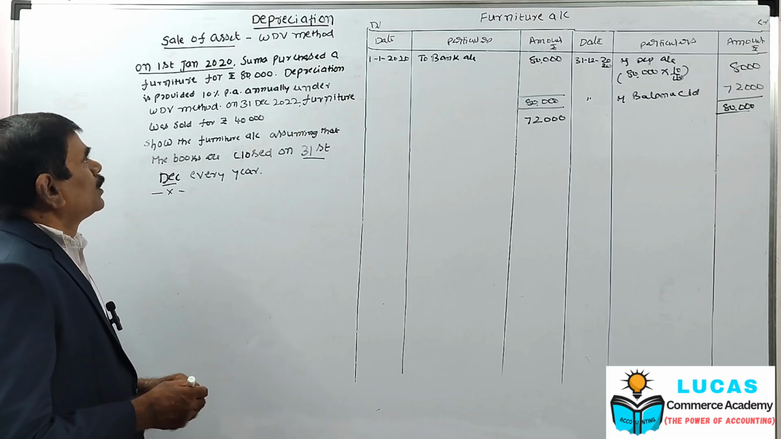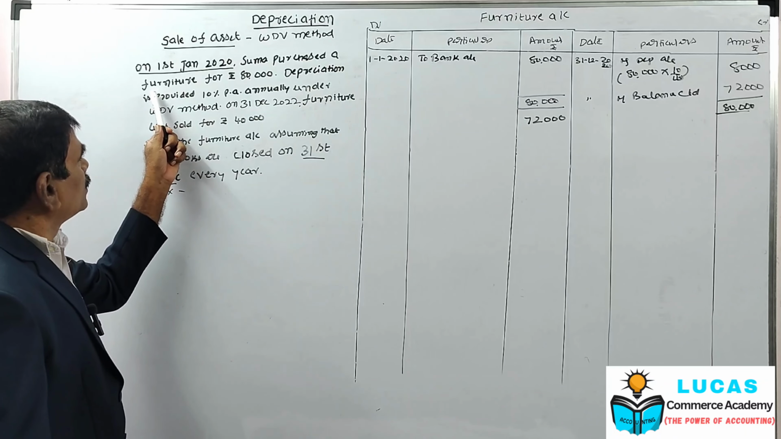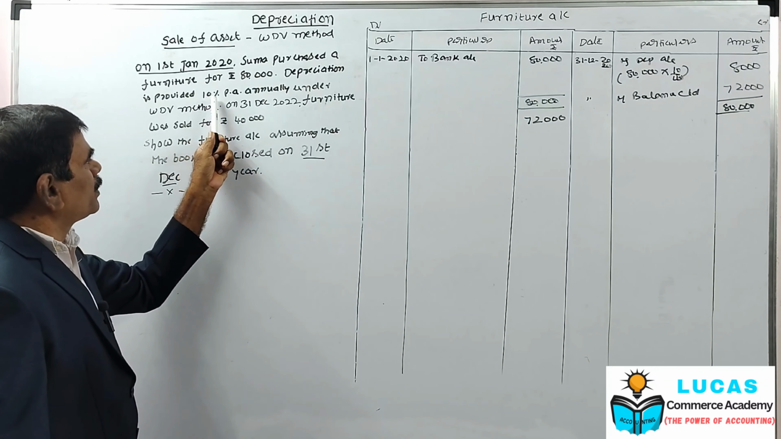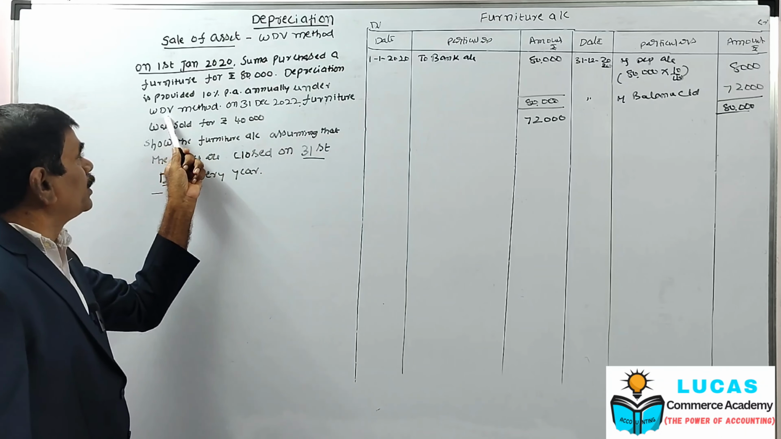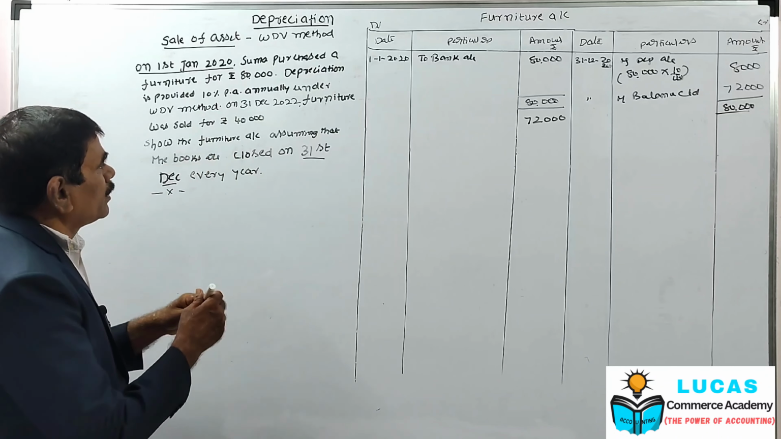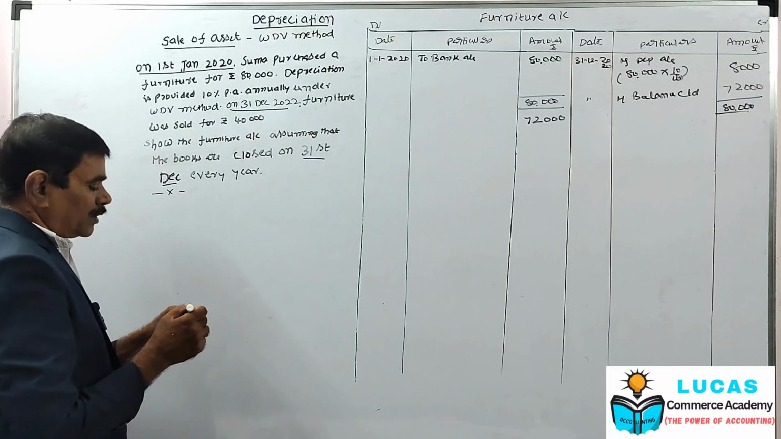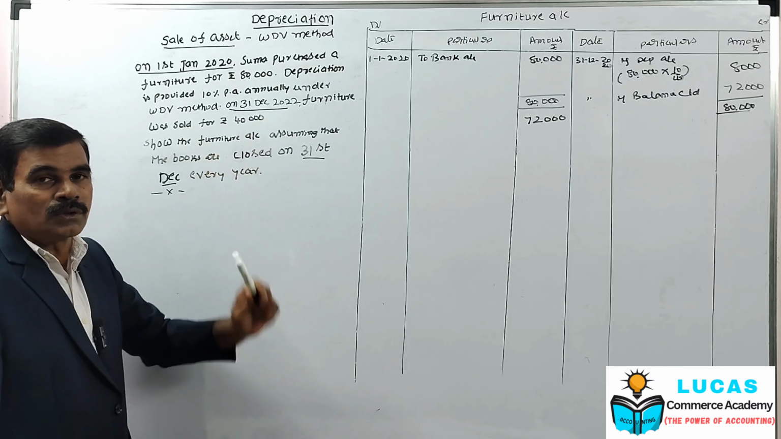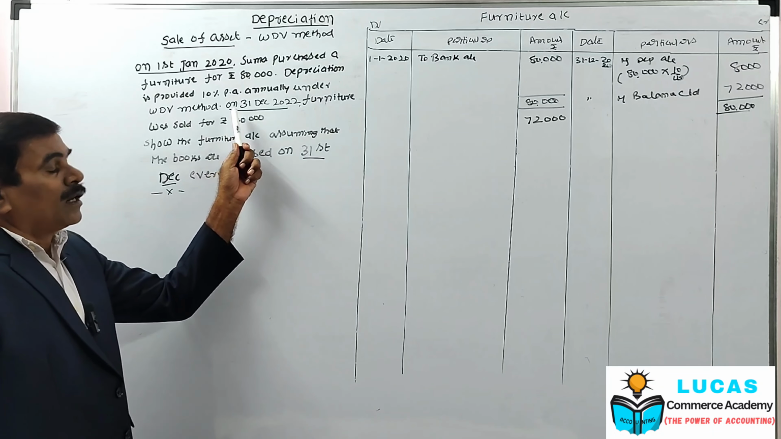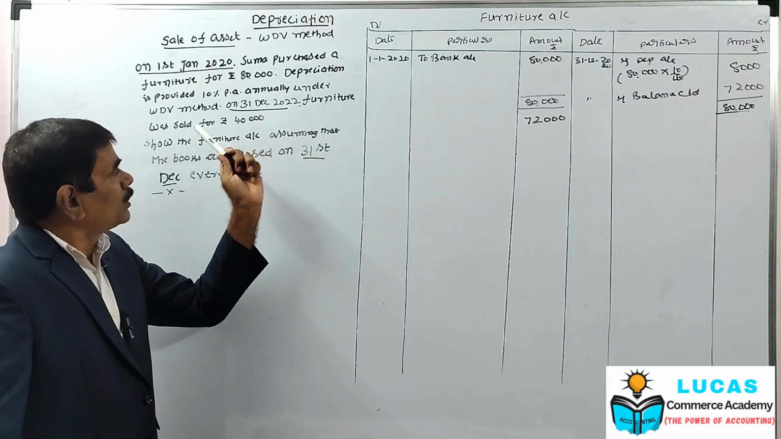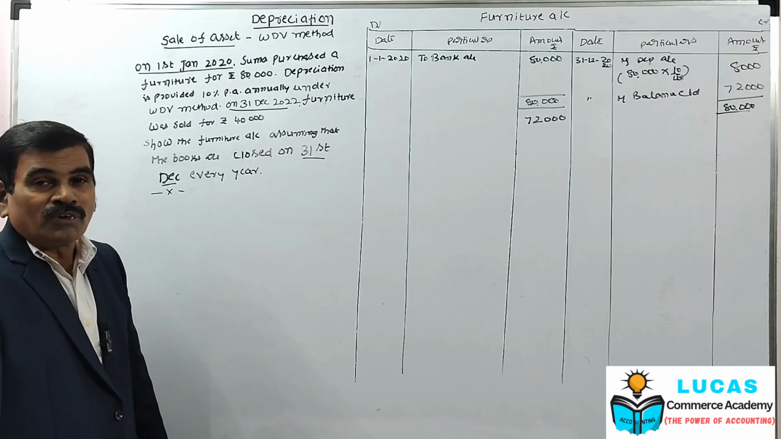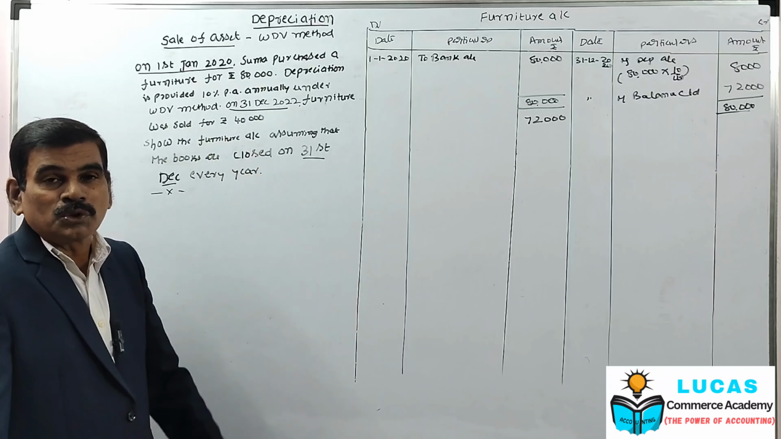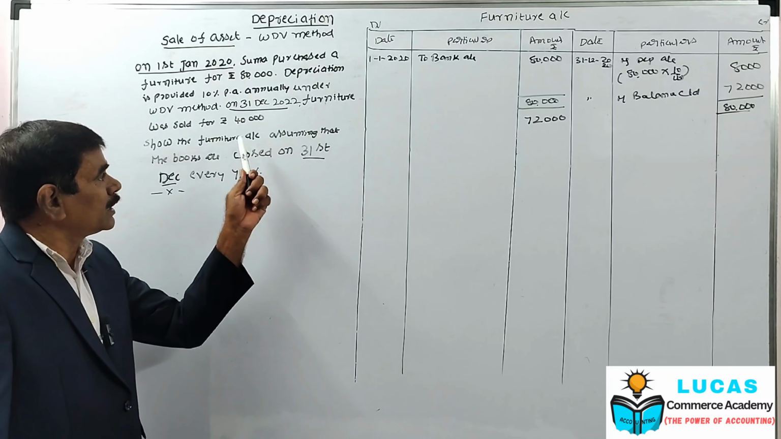Okay, so take this example. On 1st January 2020, Suma purchased a furniture for rupees 80,000. Depreciation is provided at 10% per annum under the WDV method. On 31st December 2022, furniture was sold for rupees 40,000. In case of sale, what should be done? Let us discuss at this point.